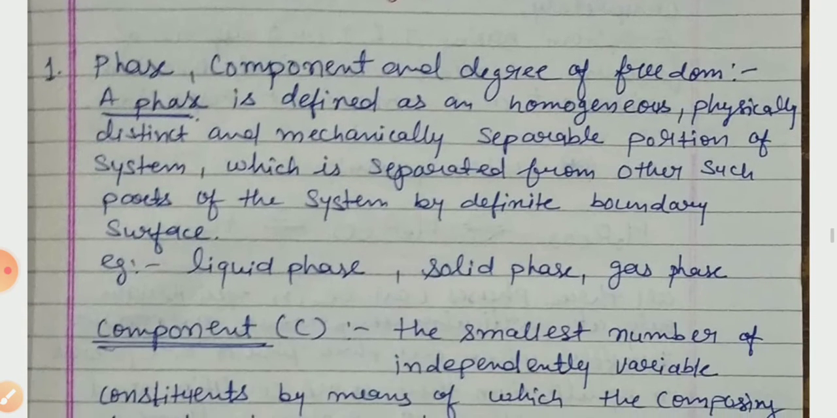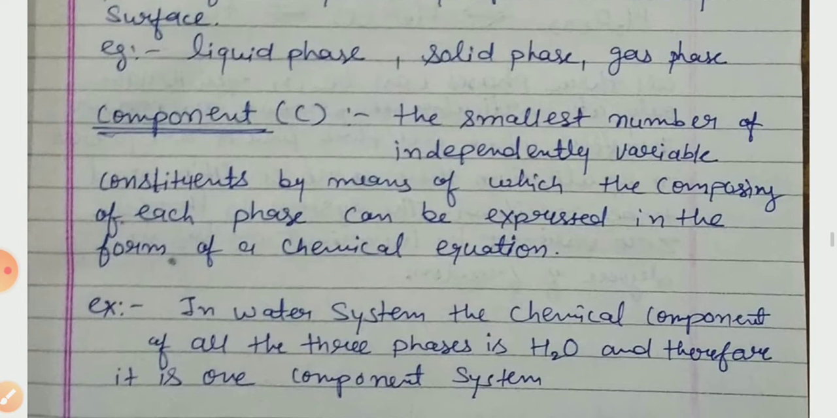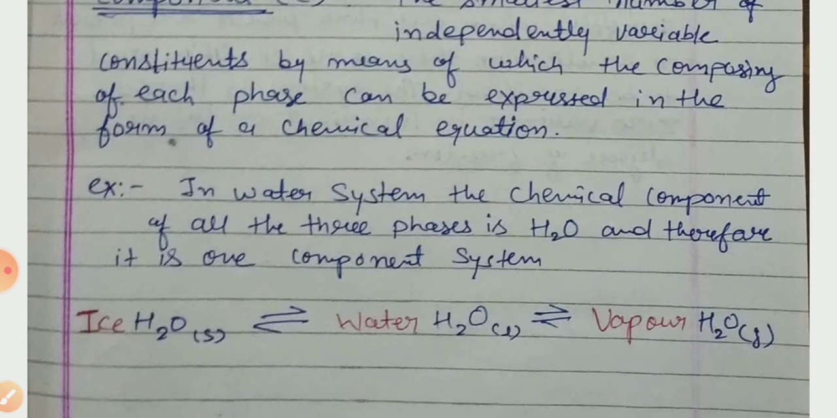Now here you can see the component. It is the smallest number of independently variable constituents by means of which the composition of each phase can be expressed in a chemical equation. For example, in the water system the chemical component of all three phases is H2O, and therefore it has one component, which is H2O. You can see here the ice represented as H2O solid, the water as H2O liquid, and the vapor as H2O gas.